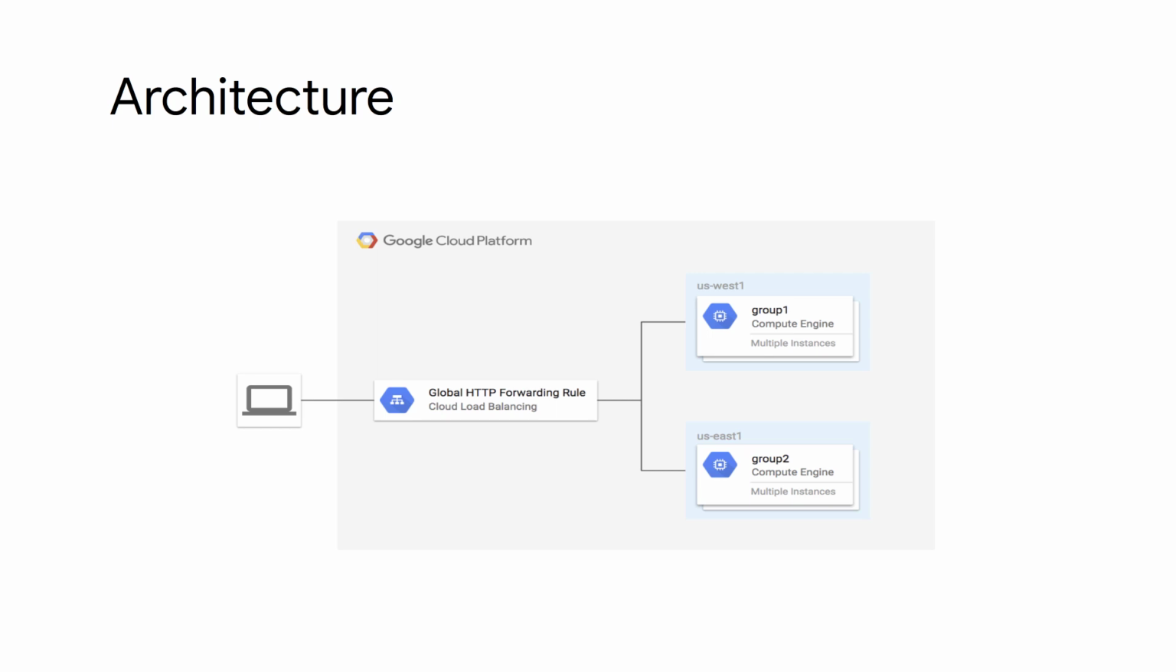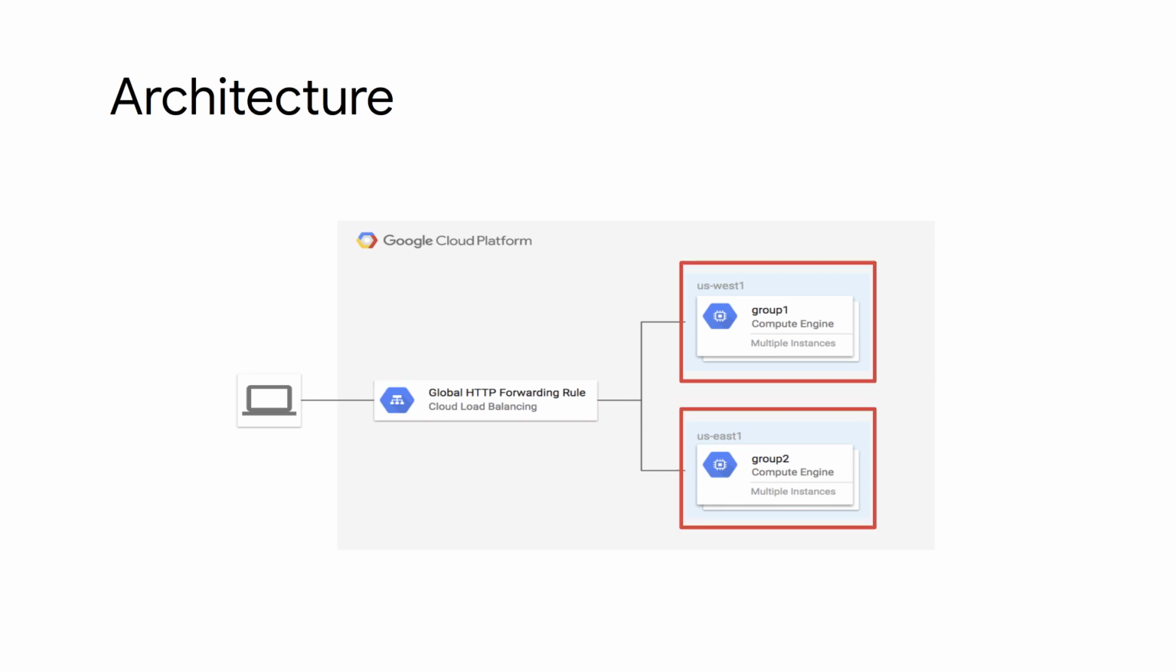In today's demo, we will focus on how to deploy an external HTTPS load balancer that forwards traffic to two Google Compute Engine virtual machines created as part of Instance Group 1 and Instance Group 2 in US West 1 and US East 1 regions with Terraform.